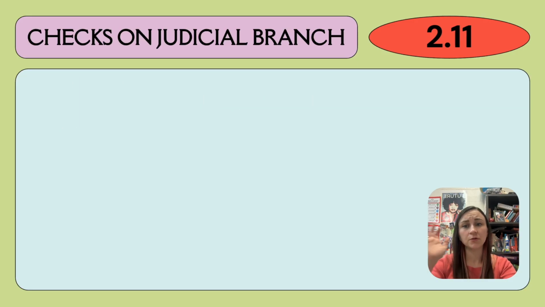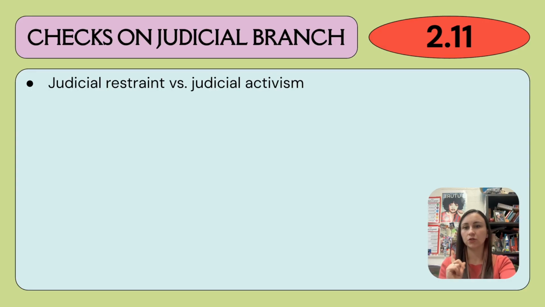And that brings us to the two main ways that the justices can be interpreting the laws, right? So let's talk about judicial restraint versus judicial activism. Judicial restraint versus judicial activism are just two different ways to interpret the law, and these are two of many ways, but these are the two that you need to know for your AP exam.